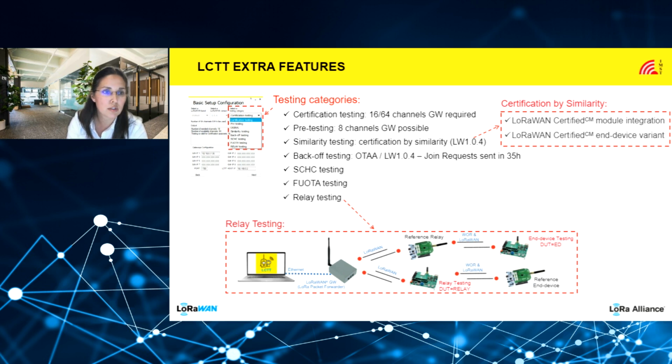Also, the LCTT includes different extra features. It's not only the certification for class A, B, or C devices; it is also possible to run the testing for certification by similarity in case LoRaWAN version 1.0.4 is adopted. In this case, the certification by similarity just runs some small tests in order to ensure that the standard communication is working. This is only available for some requirements in the end device, like in case an already certified module has been integrated or there is an end device variant. This means that the parent devices have already been certified, and it must be ensured that no modification is made in the LoRaWAN stack and implementation.